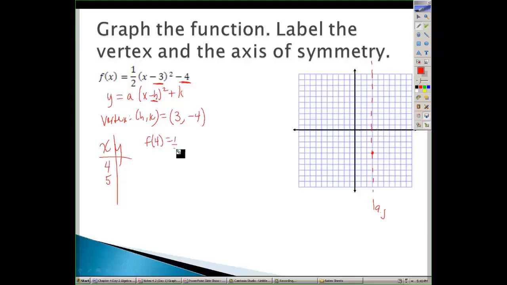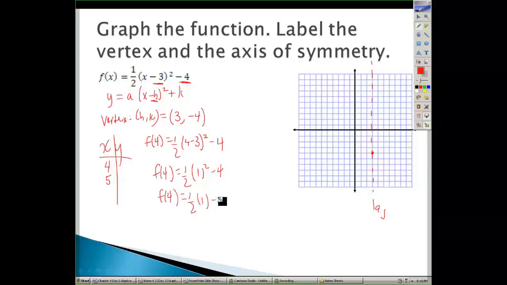f of 4 equals 1/2 times (4 minus 3) squared minus 4. So f of 4 equals 1/2 times 1 squared minus 4. f of 4 must equal 1/2 times 1 minus 4, which equals 1/2 minus 4. But really we know 4 is really 8/2, so we can say -7/2. When x is 4, y is -7/2. And so let's do the same thing for when x is 5.